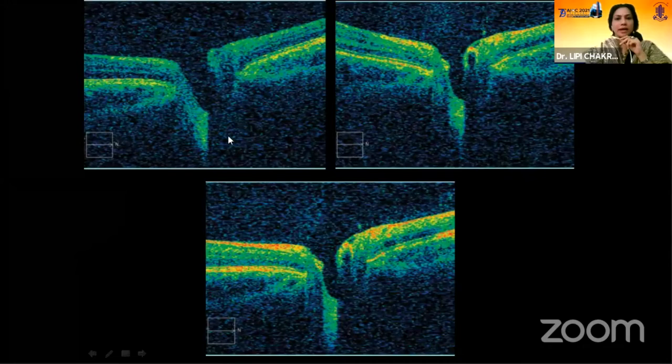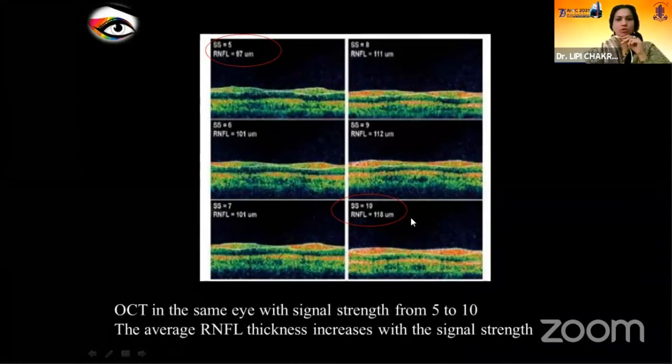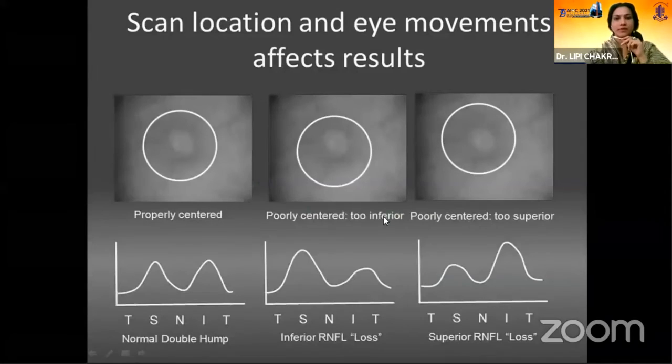Now this is the myopic disc, slightly myopic disc of the same patient. Patient's forehead was a little away from the band, or he had some head tilt maybe. And so we are getting here, there is no RNFL. Here the RNFL has started appearing, and here suddenly it appears nicely. So we need to have correct positioning of the patient. About the signal strength, we all know, from 5 to 10 signal strength, it is increasing, and we are getting RNFL thickness increase from 97 microns to 118 microns.